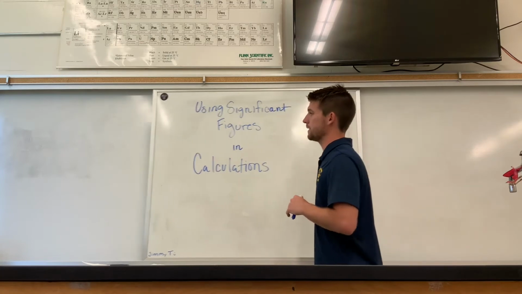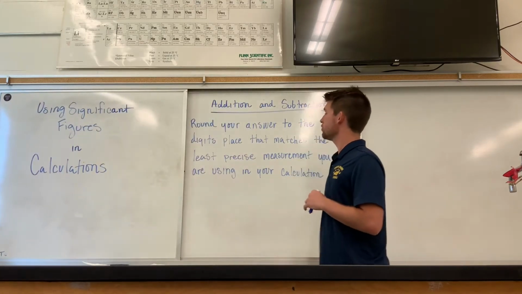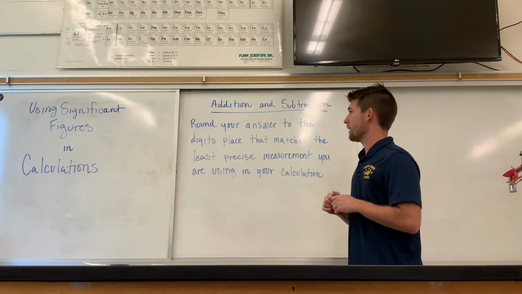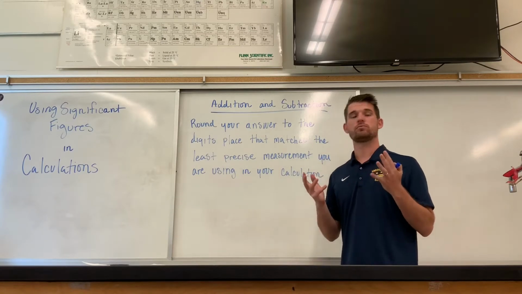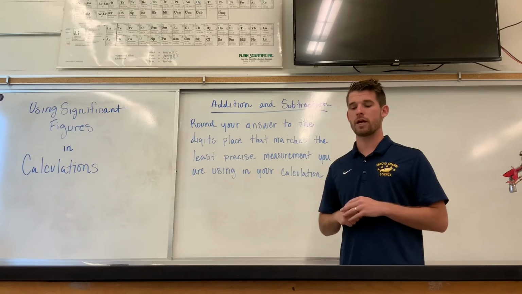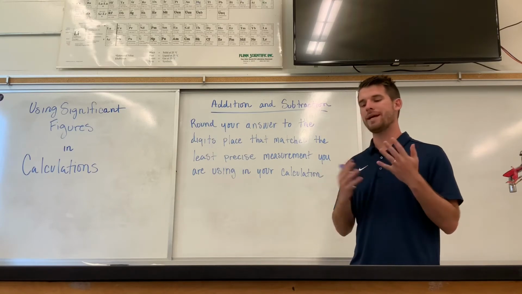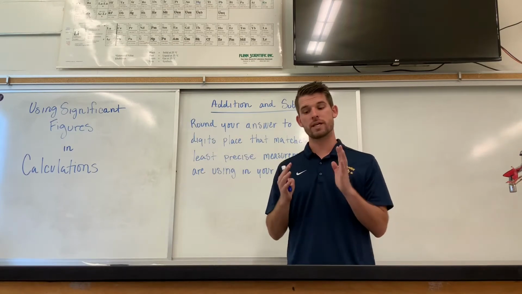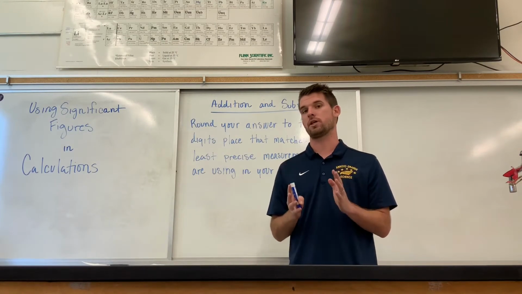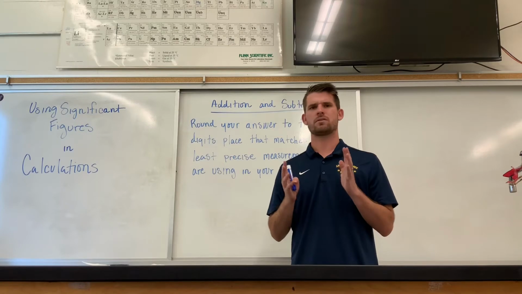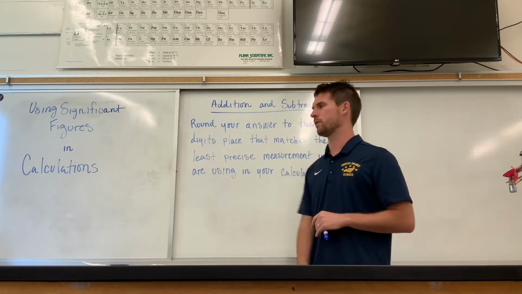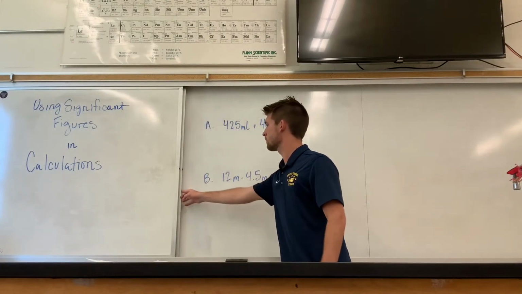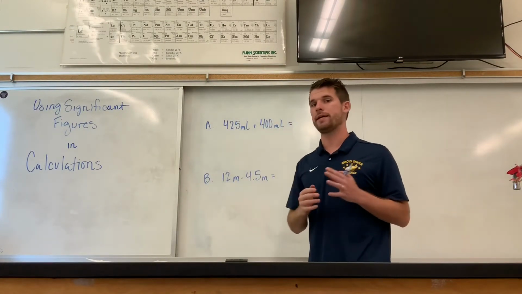First, we're going to look at the addition and subtraction rule. So when you take two measurements and you add or subtract them together, you want to round your answer to the digits place that matches the least precise measurement you're using in your calculation. So let's look at some examples to figure out what in the world that means. I've got two examples right here.